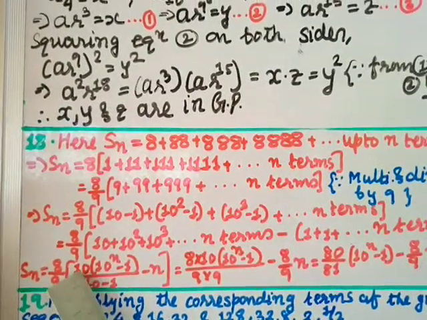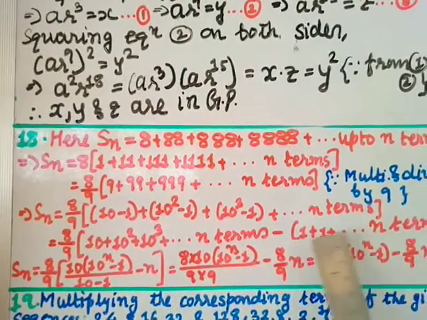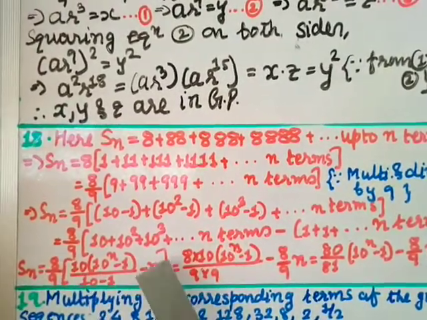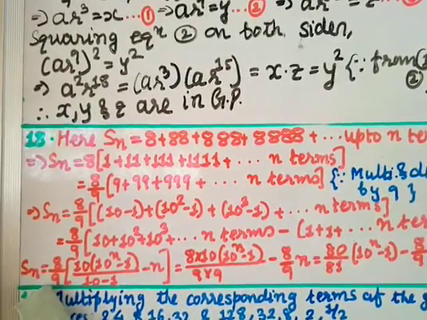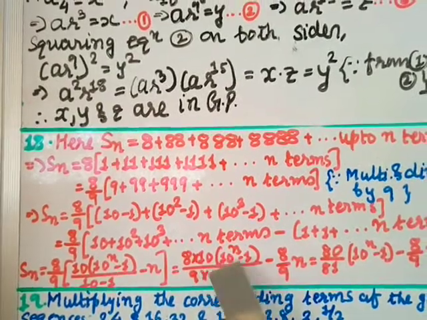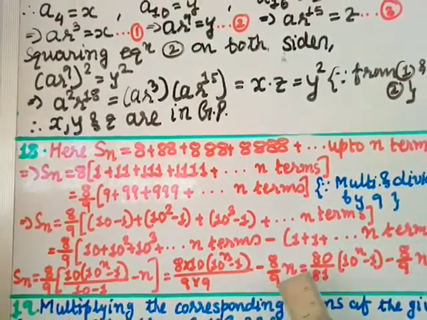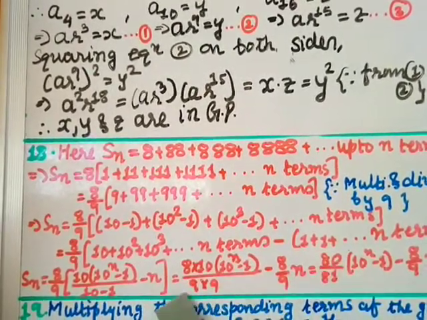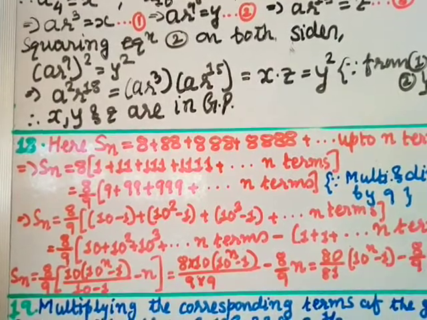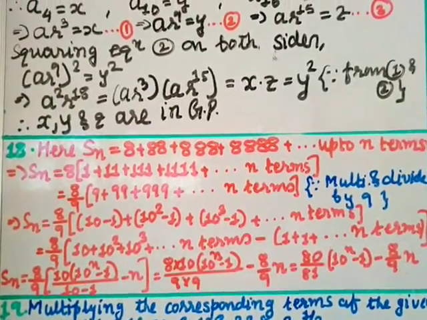So 10 into 10 power n minus 1 divided by 10 minus 1, minus the total sum n, equals 8 by 9 multiplied inside. So we get 8 into 10 divided by 9 into 10 minus 1, which is 9, and this remains as it is, 10 power n minus 1, minus this multiplied here, 8 by 9 into n. So equals 8 into 10 is 80 and 9 into 9 is 81, this as it is 10 power n minus 1, minus 8 by 9 into n. So that is the solution for question number 18.